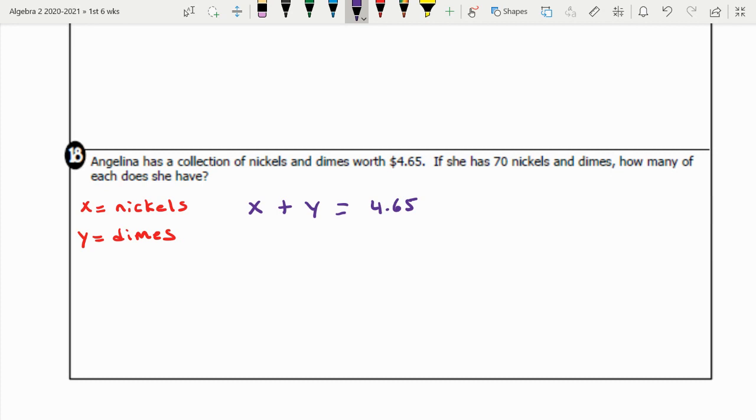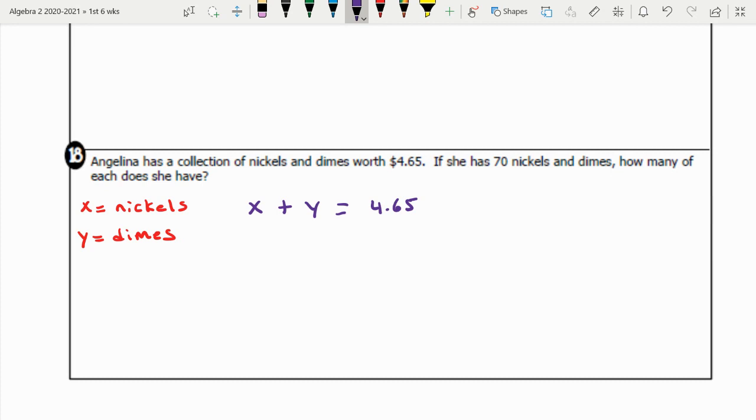So what we've got to do is figure out what a nickel is worth. If you have 2 nickels, that is 10 cents. How do we figure that out? Because a nickel is 0.05 of a dollar. If you add those up, you get 10 cents. So we have 2 times 0.05, which adds up to 0.10, which is our 10 cents.